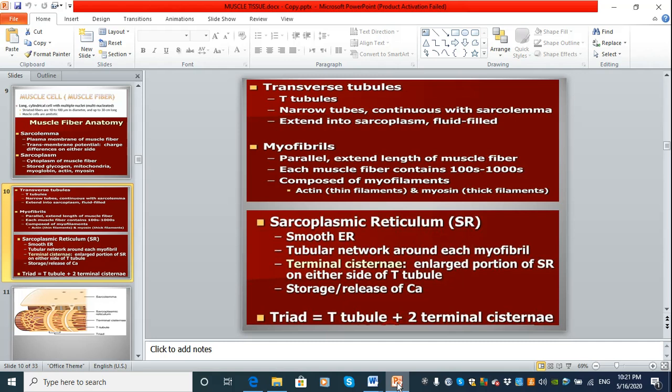Also, a component of the muscle fiber or muscle cell is the sarcoplasmic reticulum. What is called endoplasmic reticulum in a normal cell is, in a muscle cell, a smooth endoplasmic reticulum, a tubular network around each myofibril, and the terminal cisterna. Cisterna is like a flattened membrane sac. It's like a storage tank for calcium. And we have another term for muscle fibers or muscle cells: the triad. A triad is like a T-tubule with two terminal cisternae.